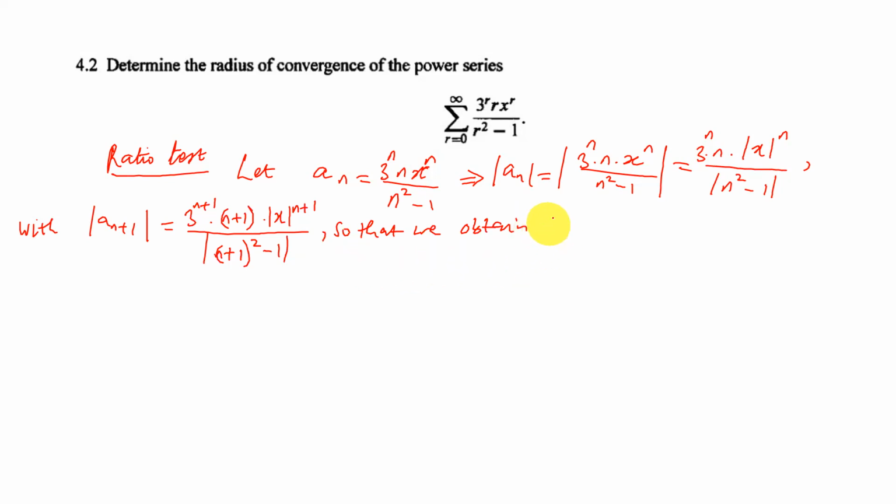So we obtain the following. We obtain the limit from the ratio test. The limit is the limit as n approaches infinity of the modulus of a_(n+1) divided by the modulus of a_n. And this is the limit as n approaches infinity of a_(n+1), and the limit of a_(n+1) is the same as what?